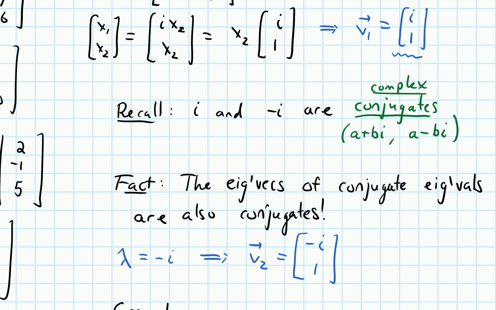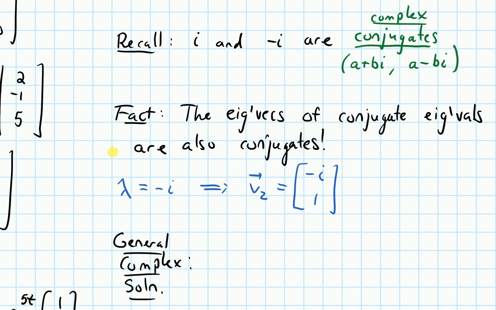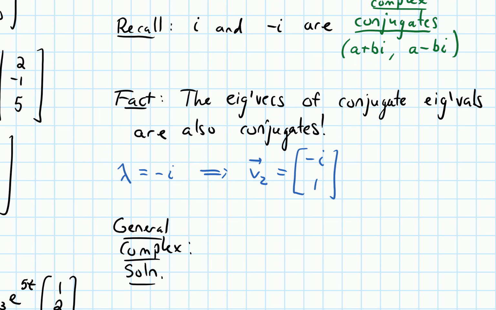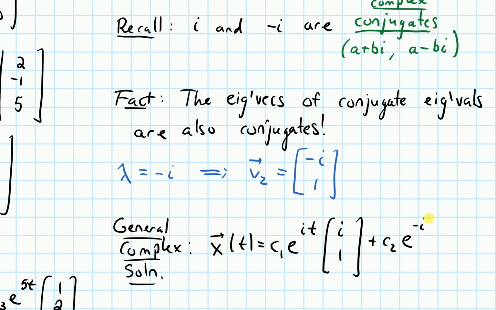So at this point we have our eigenvalues and eigenvectors, so we can form our general solution. I'm calling this a general complex solution because it involves complex numbers. So x of t will be equal to c1 times e to the first eigenvalue times t, so e to the it, times its corresponding eigenvector, which was (i, 1), plus c2 times e to the other eigenvalue, negative it, times its corresponding eigenvector, which was (negative i, 1). So that is a general complex solution.